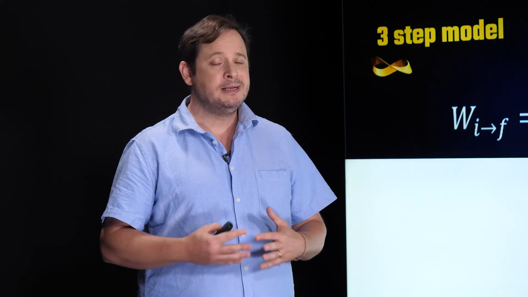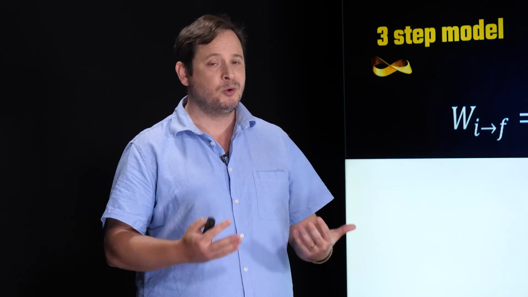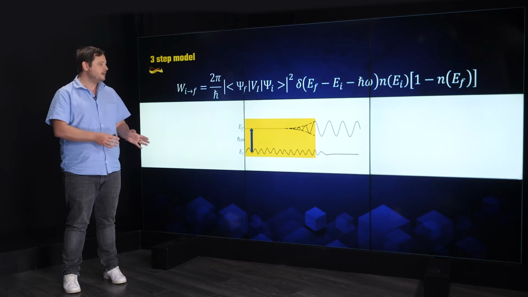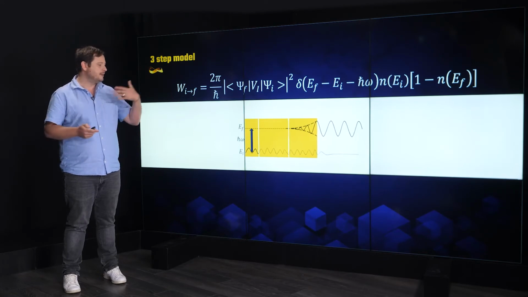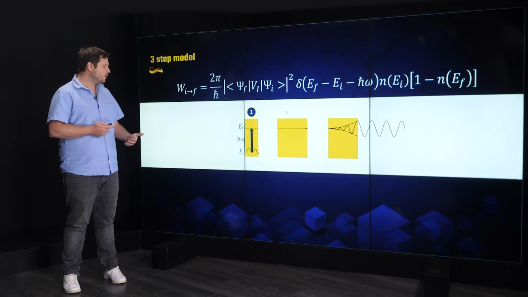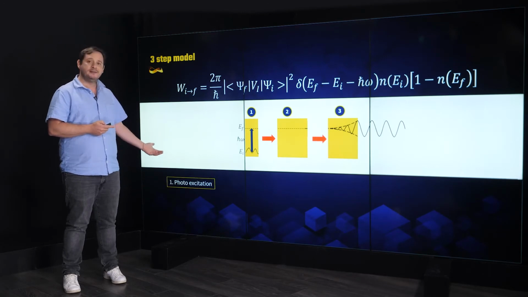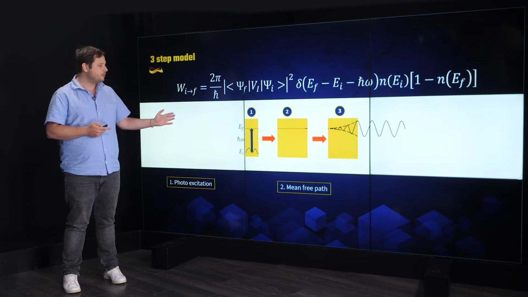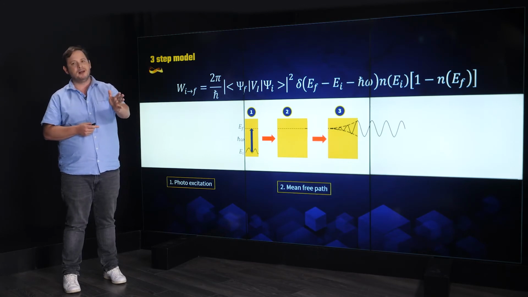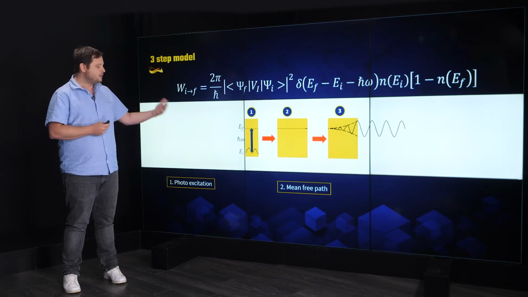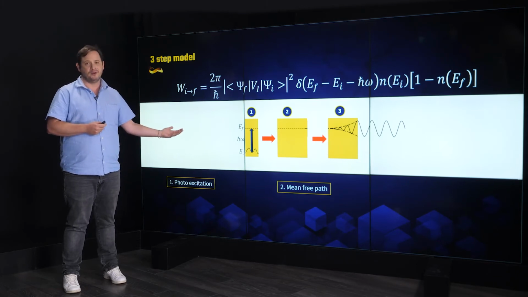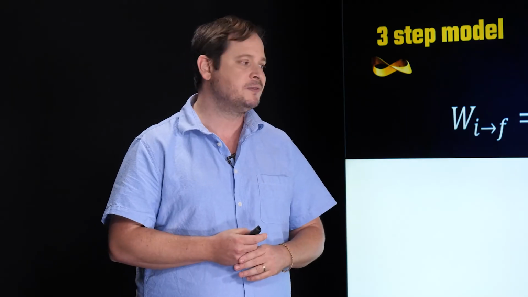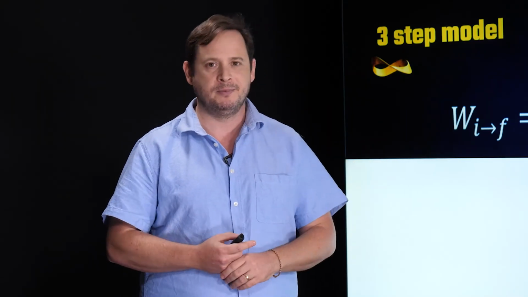So now we will take another simplifying approximation that actually separates these three processes into three consecutive processes that feed one another. The first is the photoexcitation of the electron in the bulk. The second is the travel of the photoexcited electron through the bulk up to the surface, which is governed by the mean free path of the electron inside the material. And lastly, the escape of the photoexcited electron through the surface of the material.